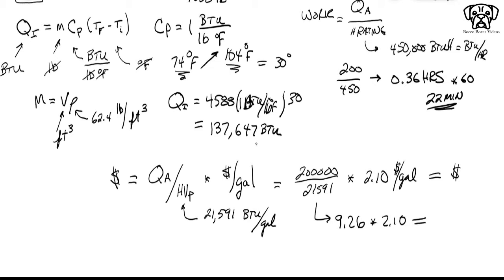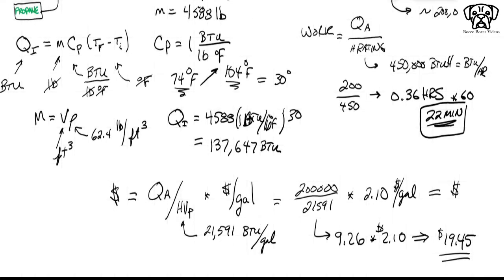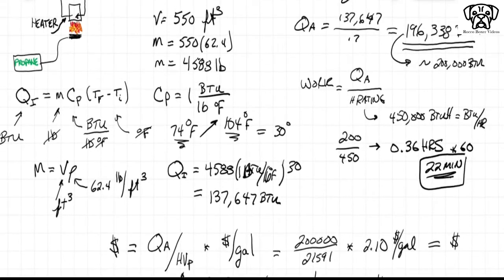And then we're going to multiply that by 2.10. And so what you come up with is about $19.45. So that is the cost that it takes to heat up your hot tub. It's going to take about 22 minutes. You're going to spend about $20, and you're going to bring that up about 30 degrees.